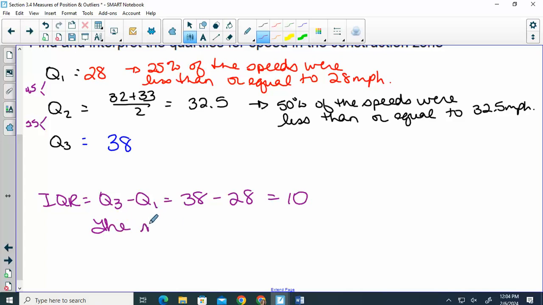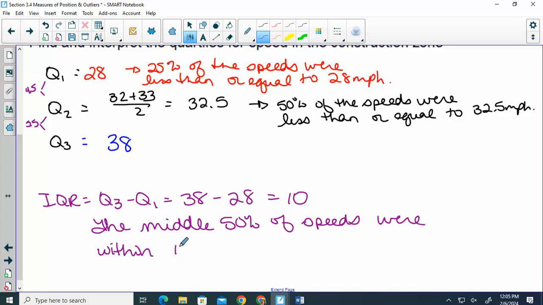the middle 50% of speeds were within 10 miles per hour of one another. Okay, there's 10 miles per hour difference in the beginning and end of that range.